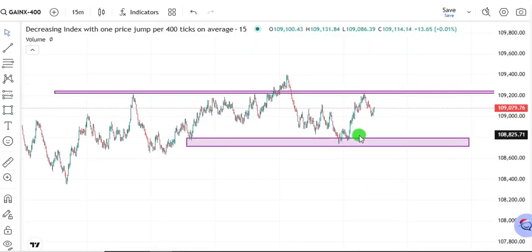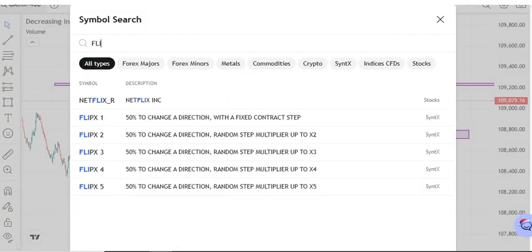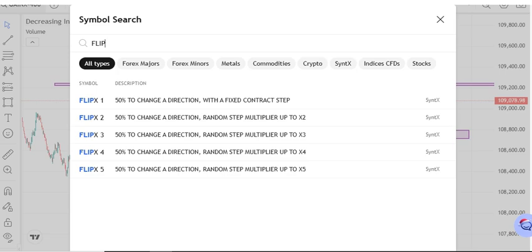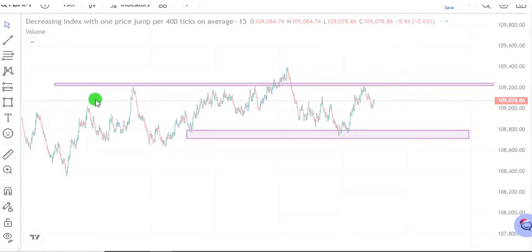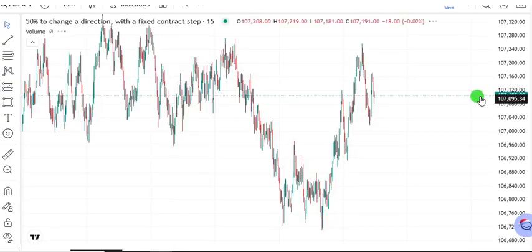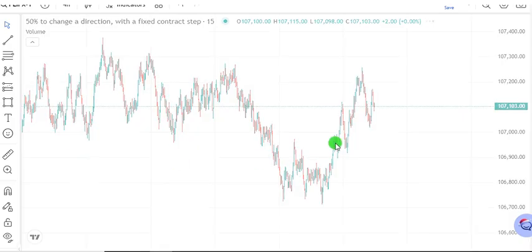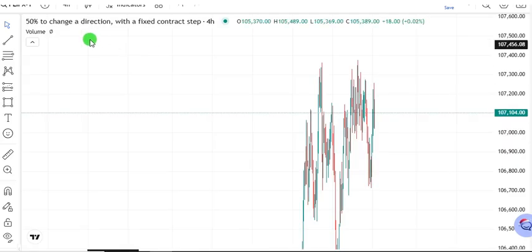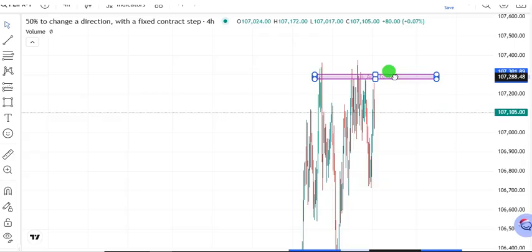But better still, I would suggest just leave Gain X 400, please. I'll definitely let you know if we see opportunity on that. So the next one is going to be Flip X1. So I repeat, I suggest staying out of Gain 400 since it's not really straightforward with the analysis and the rest. The structures there are a little bit confusing. It could be bearish and bullish all at the same time. So let's just leave the one that is confusing and focus on the one that is a bit sensible.